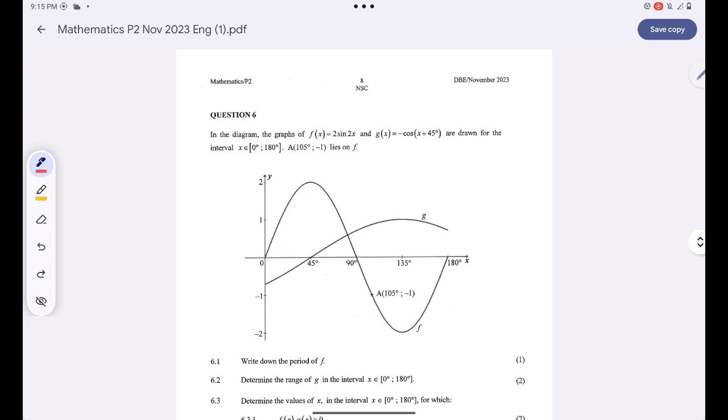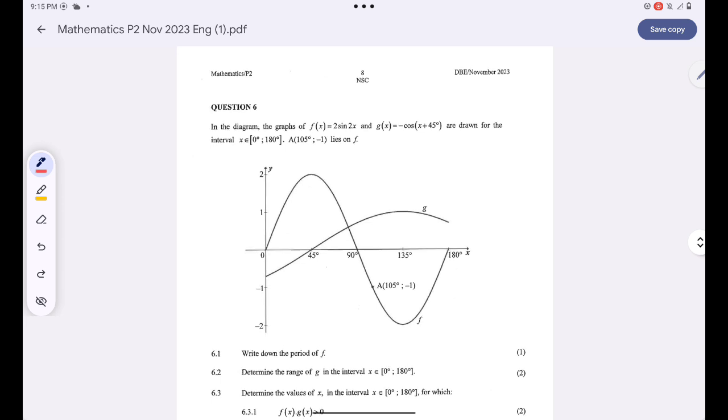That means I'm doing question 6 from the November 2023 mathematics paper 2. Let's just get right into it, guys. In the diagram, the graphs of f of x and g of x are drawn for the interval where x is from 0 to 180 degrees, and we are given the values of the coordinates of A, and we are told that A lies on f of x.